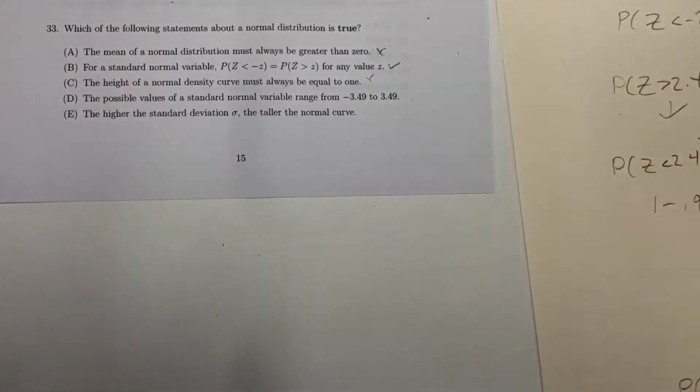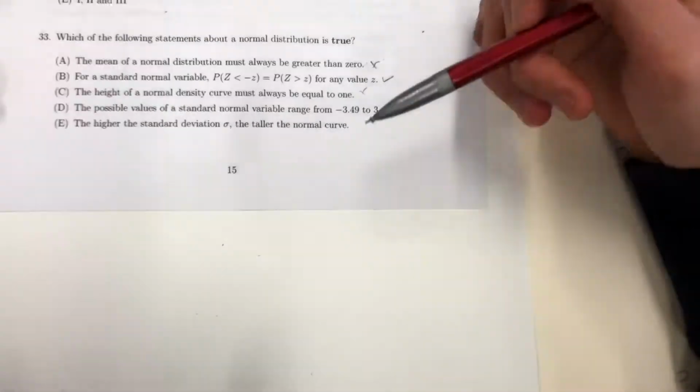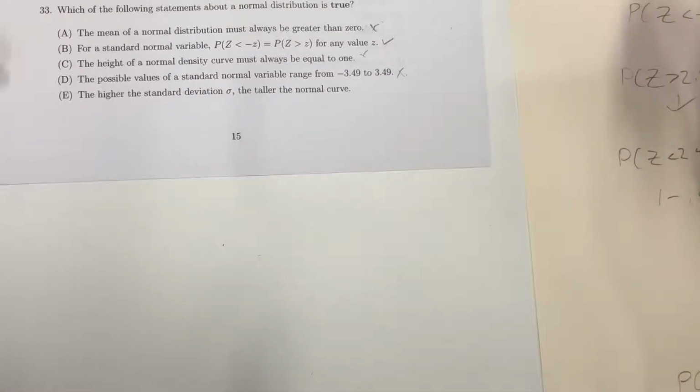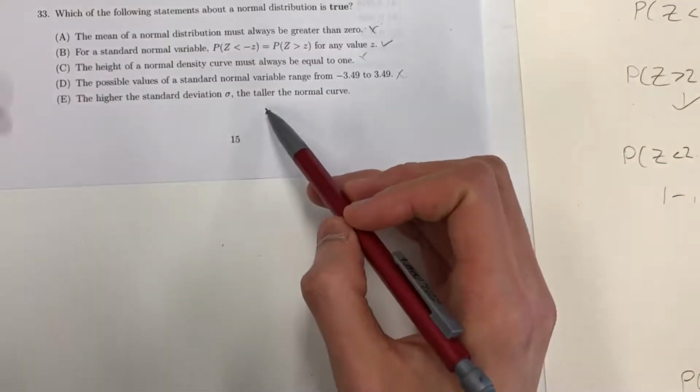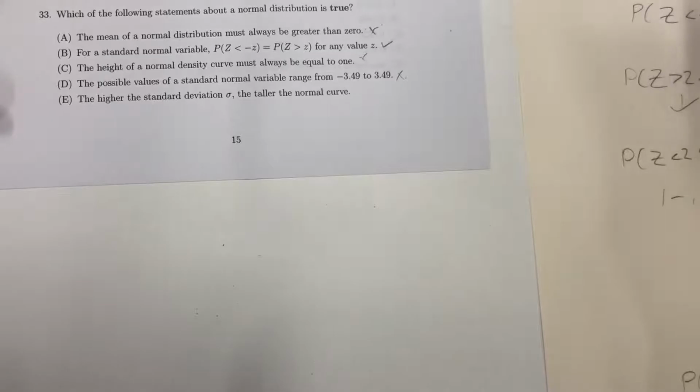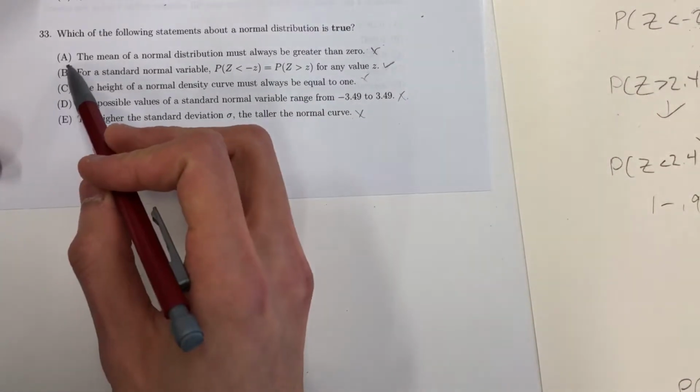And likewise, it could extend all the way to positive infinity if we wanted to. So letter D is false. So let's look at letter E. The higher the standard deviation sigma, the taller the curve. This is actually false. The correct statement should actually be the higher the standard deviation, the flatter the normal curve. So this is false. So the answer here should be B.